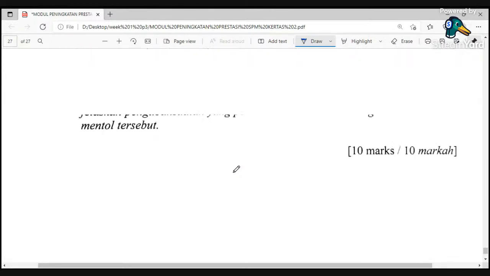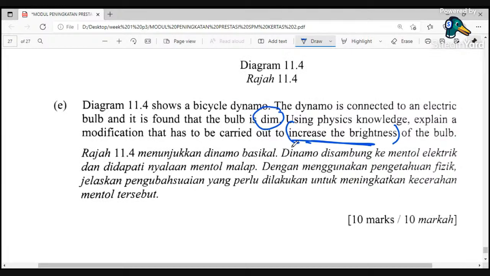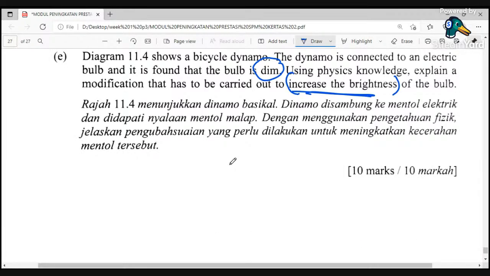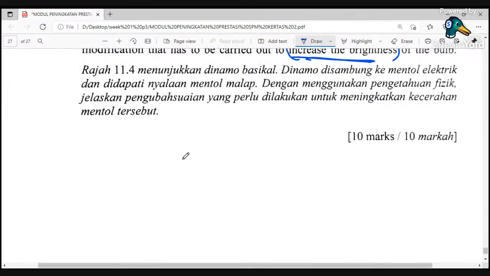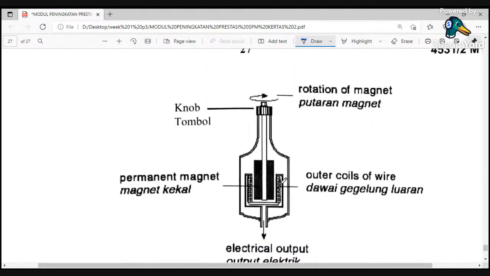If you want to increase brightness, means you need to produce current. Okay, so that the more electrical energy produced that cause the bulb to light up at higher brightness. Okay, so for the dynamo just now, what are the properties that you need to modify? You can look at the structure. First, you can see from here, permanent magnet. So to produce more current, you must use stronger magnet.